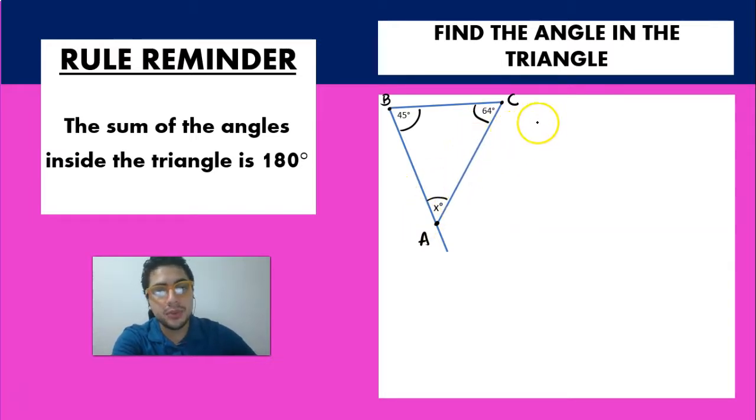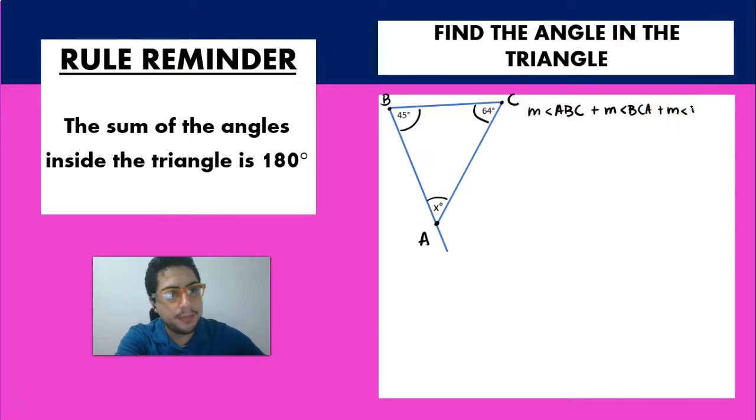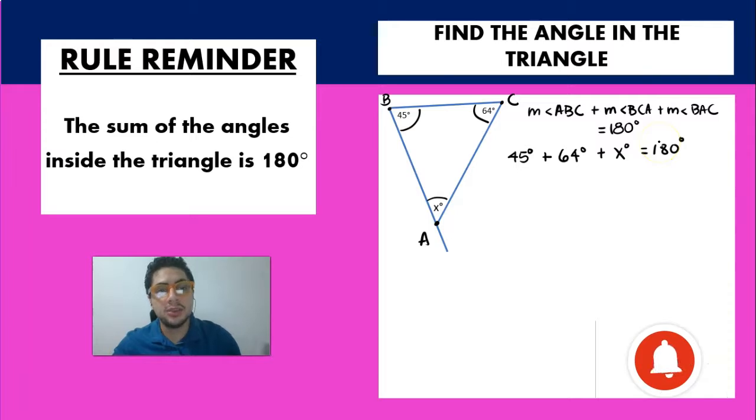But we do know, as the rule reminder says, that the measurement of angle ABC plus the measurement of angle BCA plus the measurement of angle BAC is going to give us a sum equal to 180 degrees, right? So the measurement of ABC is going to be 45 degrees plus the measurement of angle BCA is going to be 64 degrees, correct? And then last but not least, the measurement of angle BAC is going to be X degrees, right? And that is going to be equal to 180 degrees, right? Because of the triangle angle sum theorem.